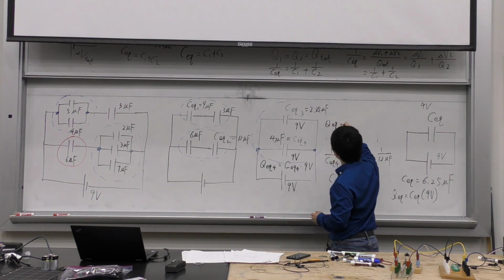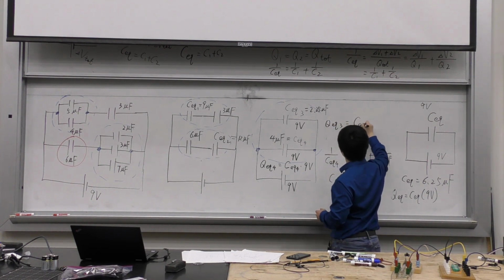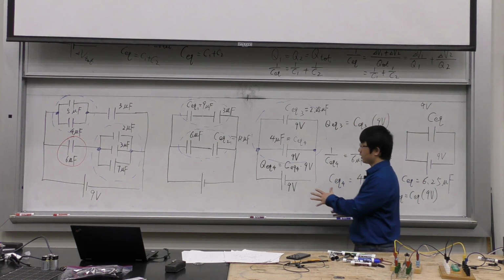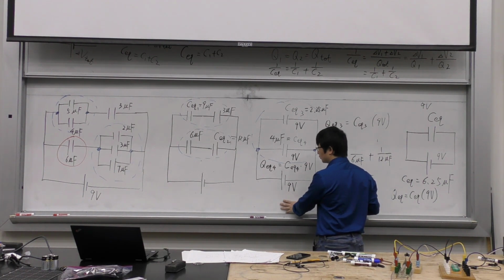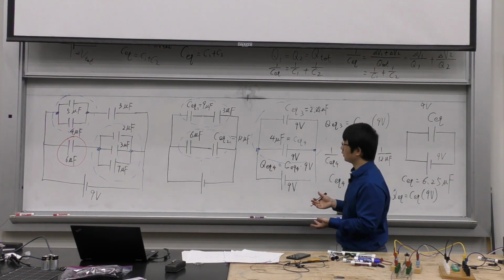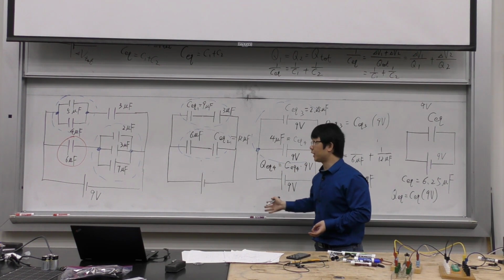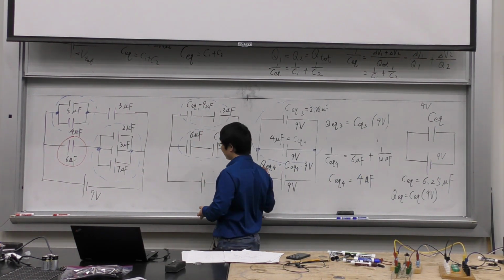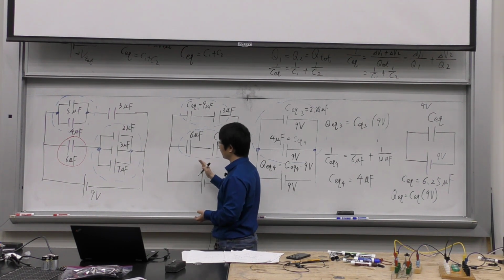Q EQ3 is going to be C EQ3 times the voltage on it, 9 volts. So you see that now I can figure out everything on this diagram, okay? You would say, well, that's not what I want. But you're going to use this information to figure out things in this diagram, okay? Because without that information, there's no way you can figure out anything here.